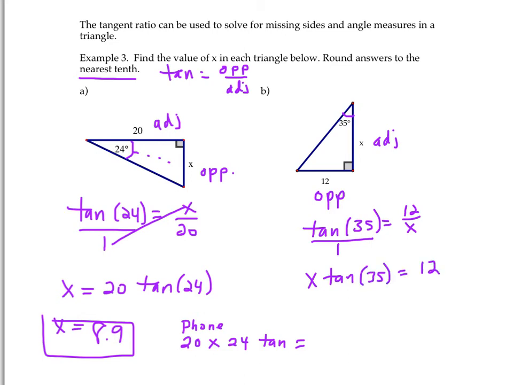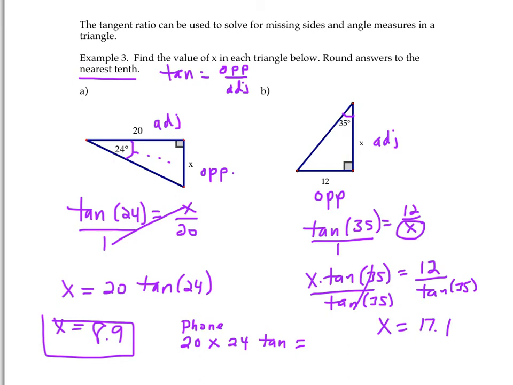Now we have to take a second step to solve for x, because that first step just gets x out of the denominator of the fraction, and now we have to undo this multiplication by dividing both sides by the tangent of 35. Okay, so when you do this, go to your calculator, do 12 divided by tangent of 35, and you should get 17.1.